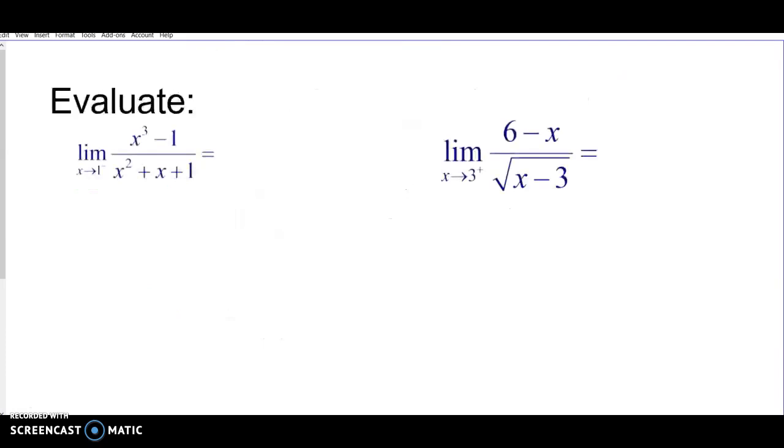This will be helpful for us in evaluating. So let's go ahead and try this one. Go ahead, put me on pause. You can try both, actually.